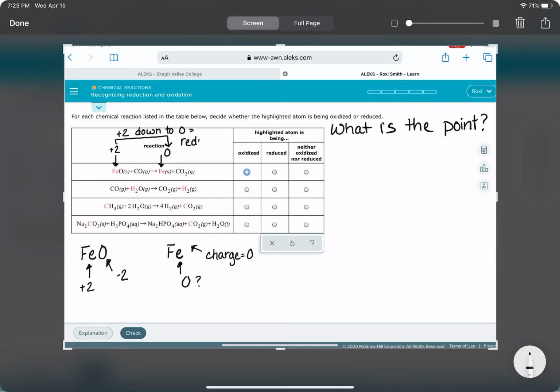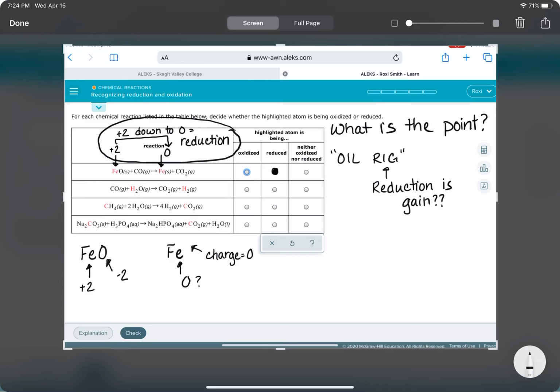This is a reduction. Remember when I told you about OIL RIG, oxidation is loss, reduction is gain, and I told you that the whole reduction is gain doesn't kind of make sense, as those words mean opposite things. Well, this is why we call it a reduction. It's not referencing the change of electrons, it's actually referencing the change in the oxidation number. So when the oxidation number goes down, it's always a reduction.